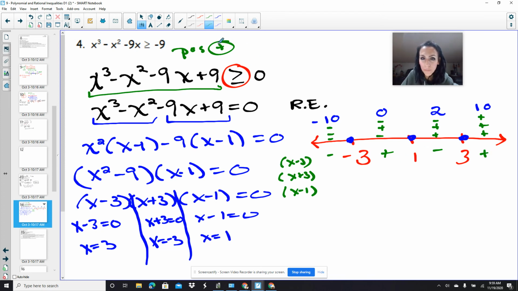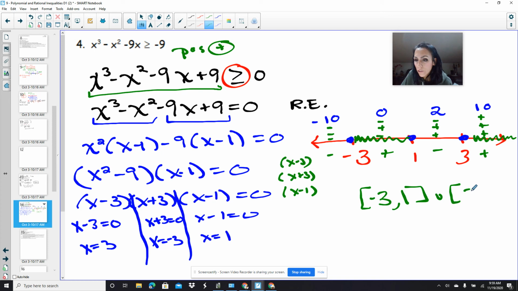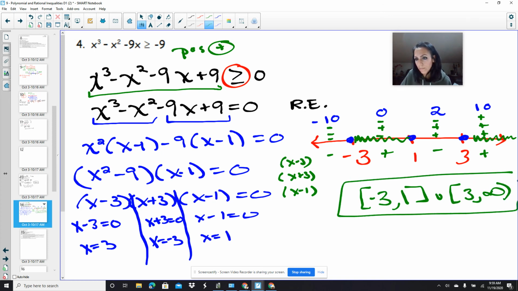Okay, so we are looking for those positives. So we want this and this. Okay, so we have square brackets here, -3 to 1 in union with 3 to infinity. All right. Okay, I'm going to stop here and then I will create a new video on the rational inequalities.